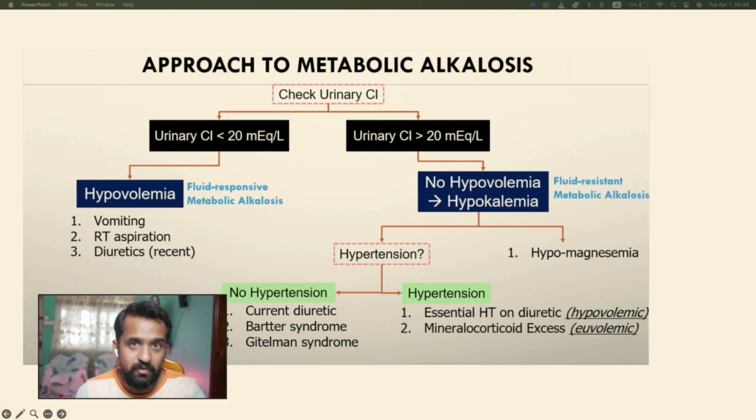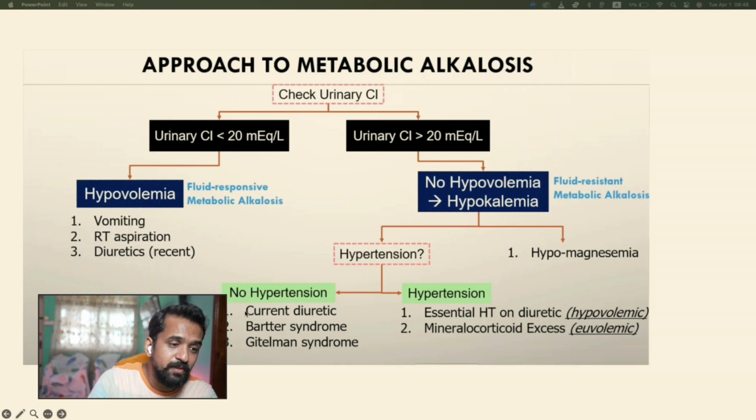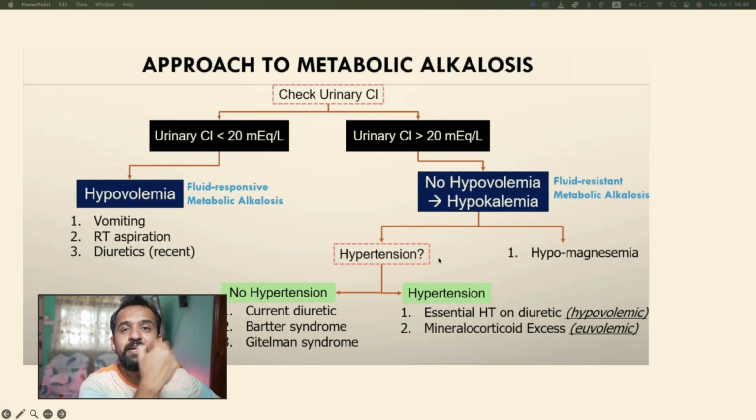And there are two questions you're going to ask. Is my patient hypertensive or not? If the patient is not hypertensive, then current diuretic use could do this, or Bartter's syndrome and Gitelman syndrome. We are not going to go into that, but you need to understand that this is how the algorithm works. Hypertension: if the patient is hypertensive, then look at their medication.